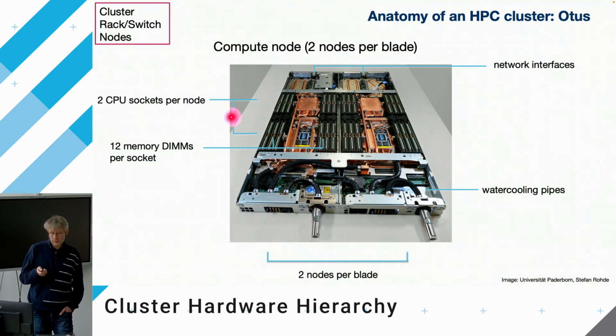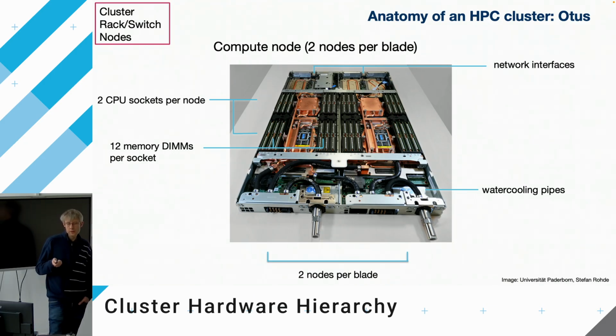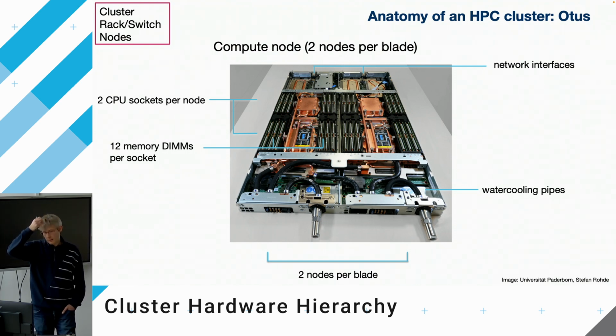And as we see here, one of the nodes consists of the two CPU sockets, then the main memory that is here next to the CPUs. Then we have the main board below, and in the back we have the network interfaces, and here also the water cooling pipes that lead the liquid past the memory and the CPUs.